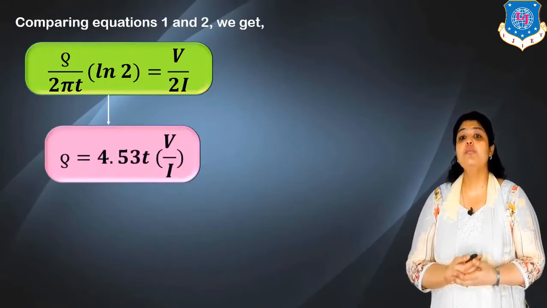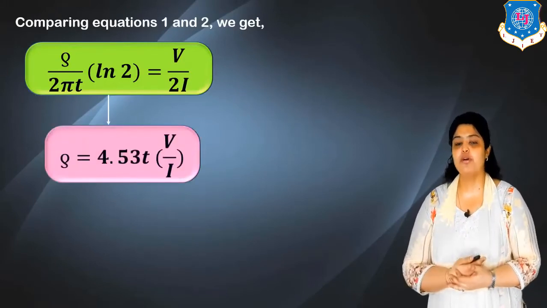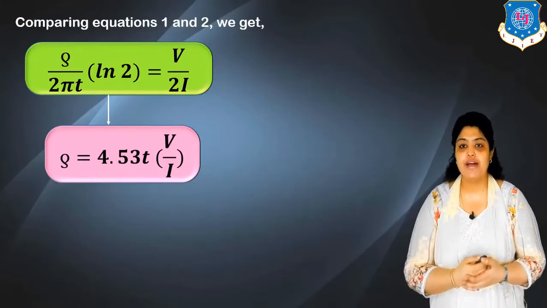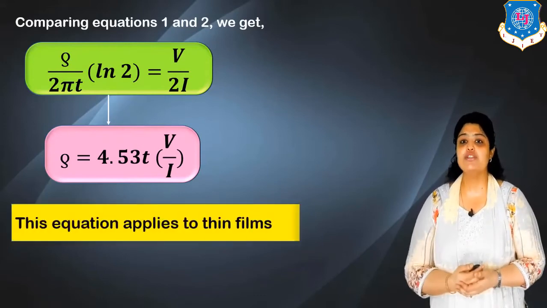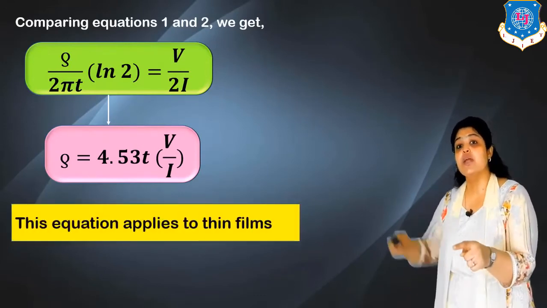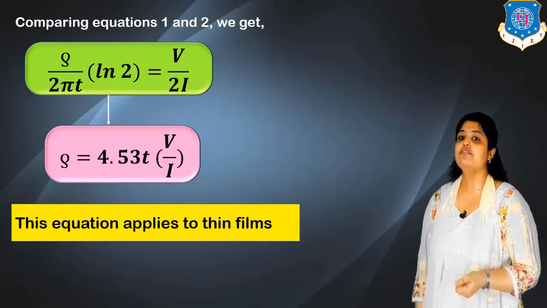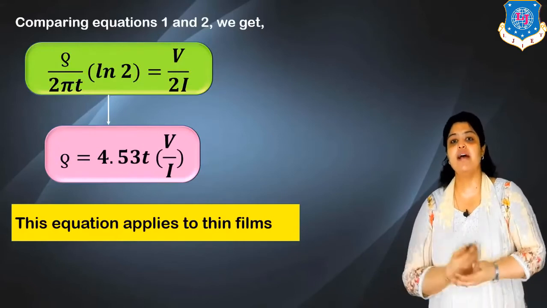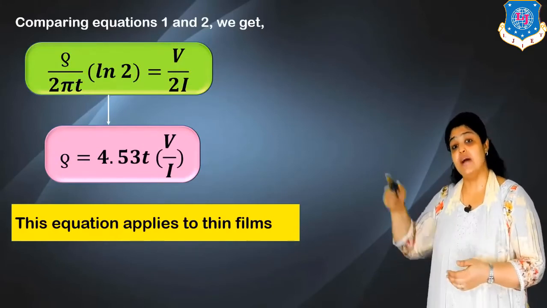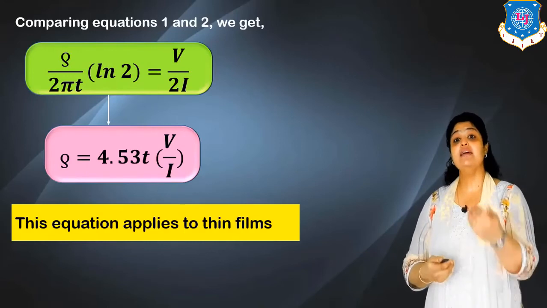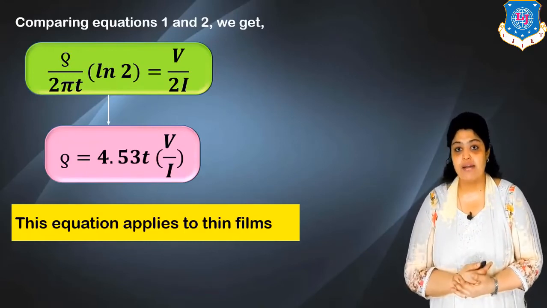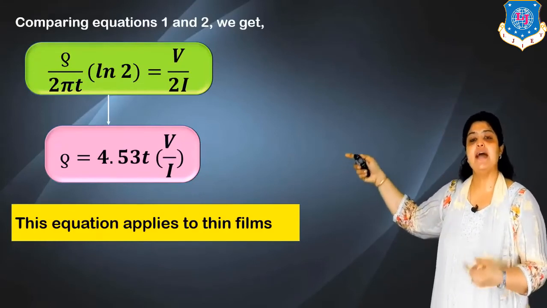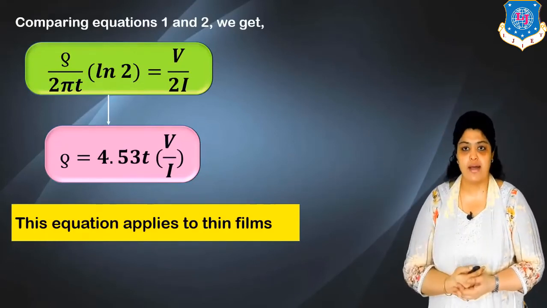Rho is equal to 4.53 into t into v upon I, where the value of pi upon ln 2 is calculated as 4.53. So this particular equation applies to thin films. Here you can notice that it depends upon the thickness of the film, because that matters, that is the reason we get a lower value of resistivity. Once you have calculated rho, dividing it by thickness, we get the value of Rs, because we had defined Rs as rho by t. So Rs in this case can be determined as 4.53 into V by I.